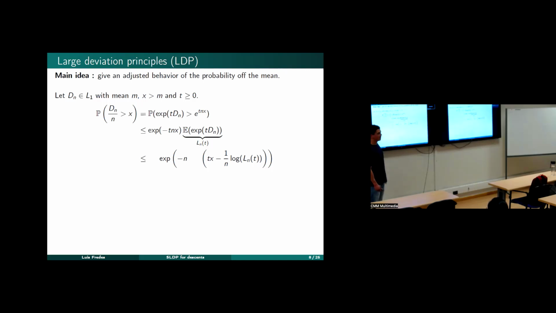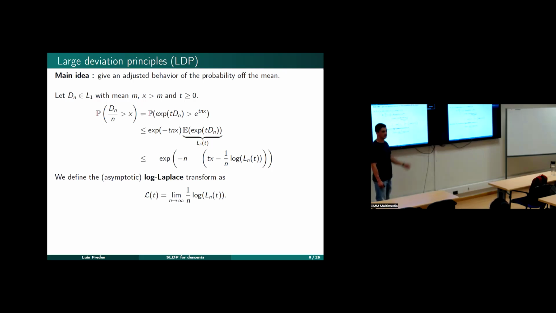So Markov inequality. After that, I try to put everything together. This is the Laplace transform of dn, which I call Ln of t. After that, I arrange the terms, and I have something that is exponential minus n t x, and I have this quantity that appears here, that is 1/n log of the Laplace transform. After that, I could define something that is called the log Laplace transform, which is the limit of this quantity.